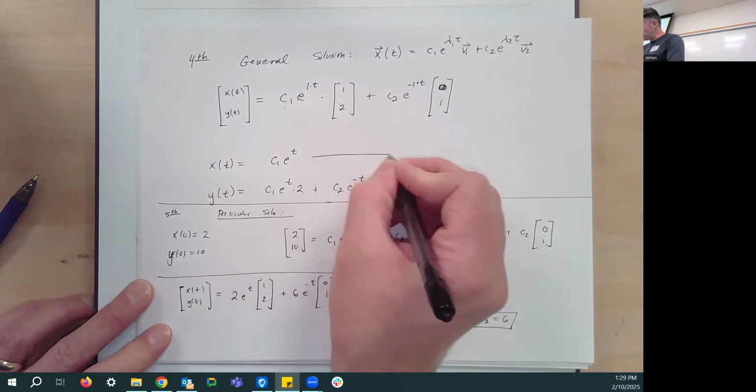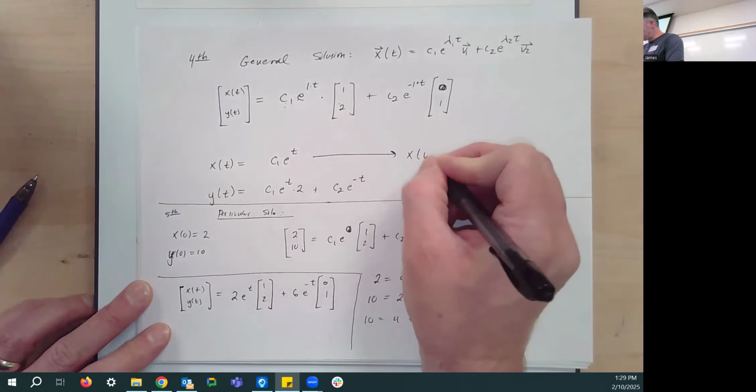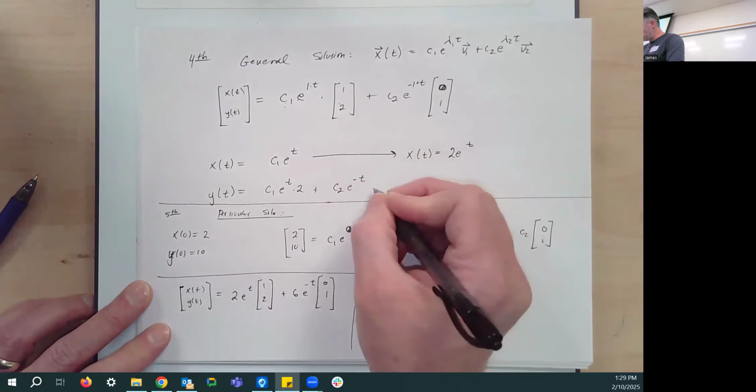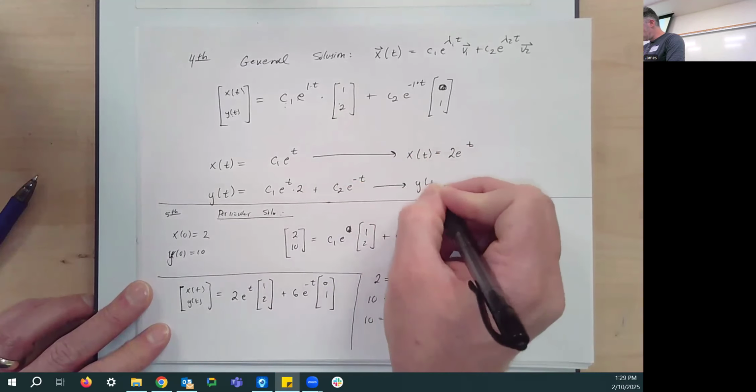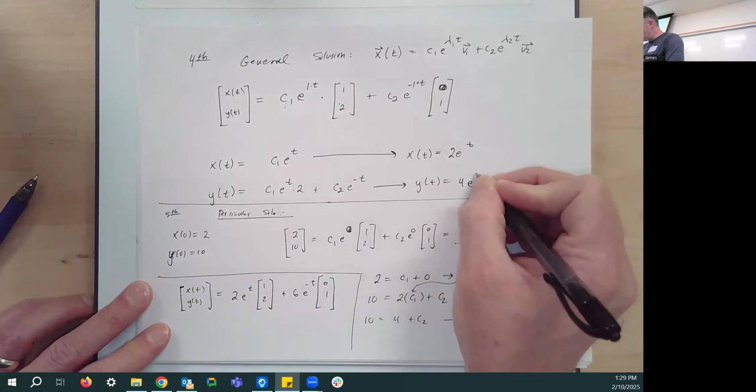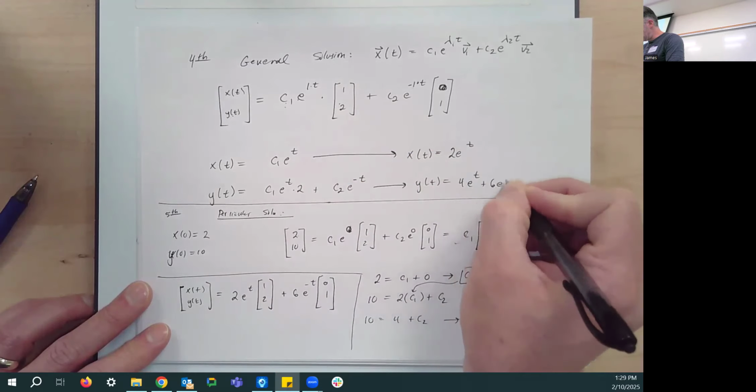I'm going to write it here as well. So this is going to give me x of t equal to 2 e to the t. This is going to give me y of t equal to 4 e to the t plus 6 e to the negative t.